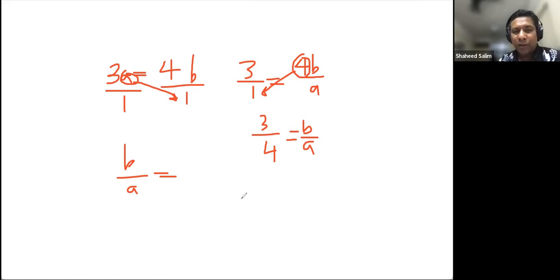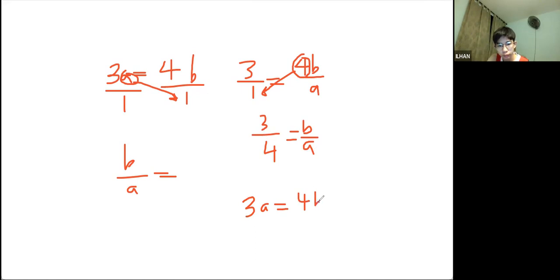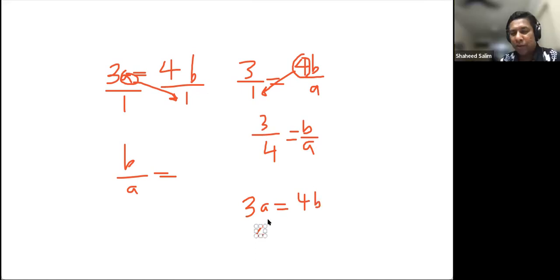Just now, what was the question? 3A equals to 4B, is it? Okay, let me see. So 4B equals to, okay. Yeah, it's either 3 over 4 or 4 over 3. Yeah, hold on.